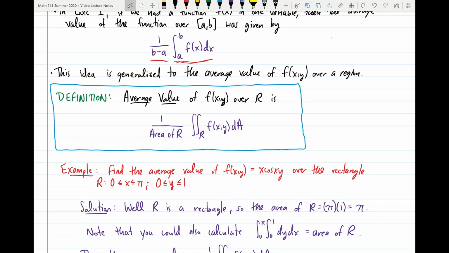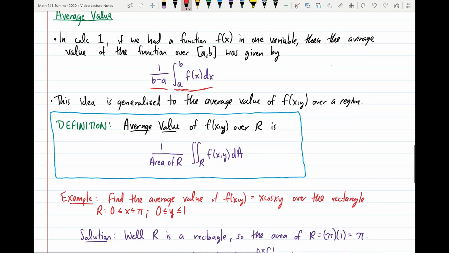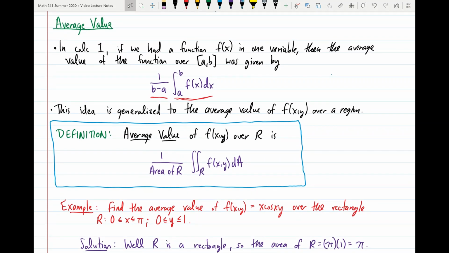So here's our definition. The average value of some function in two variables, f of x, y, over a region R in the plane is given by 1 divided by the area of our region multiplied by the double integral of f of x, y, dA with respect to R. So hopefully you can see the similarities between our definition from Calc 1 and this new definition.